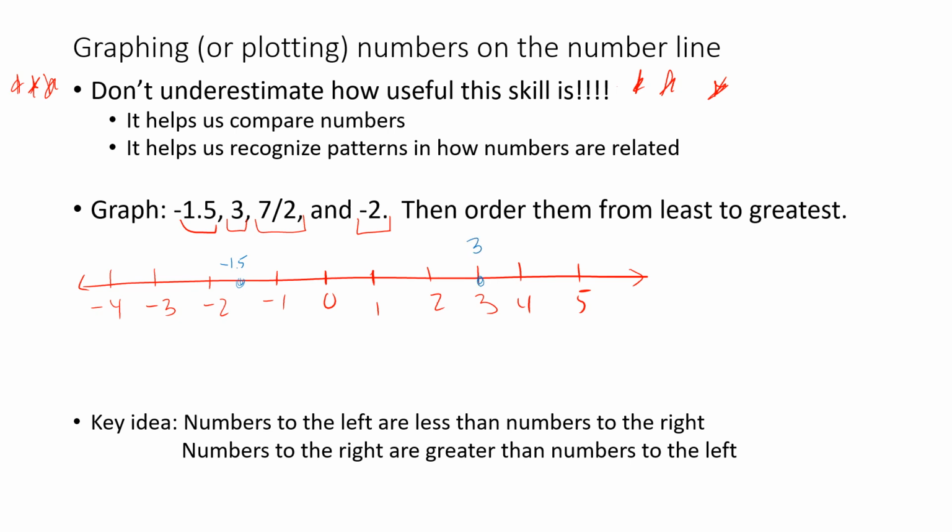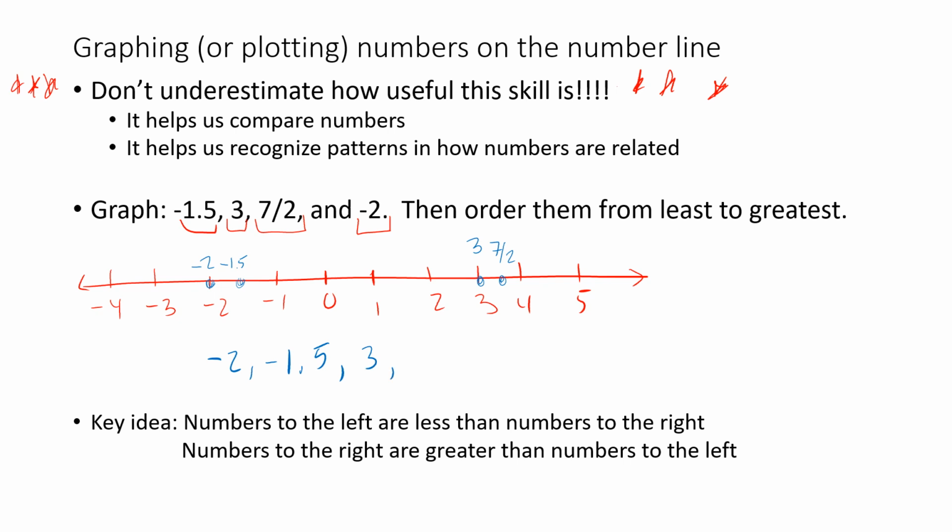7/2, you might need to do a little work on this. 7/2 is 3.5, or halfway between the 3 and the 4. So there's my 7/2. And then we have -2 down here on the number line. And then ordering them from least to greatest, we would simply write them from left to right. Be mindful of directions, because every once in a while somebody might sneak in, order them from greatest to least.